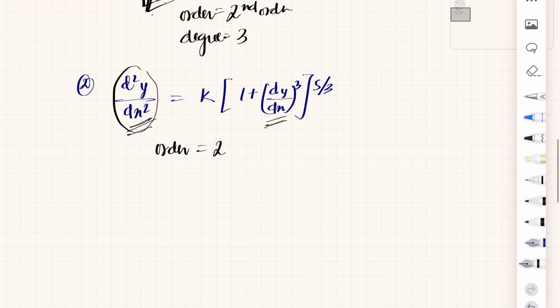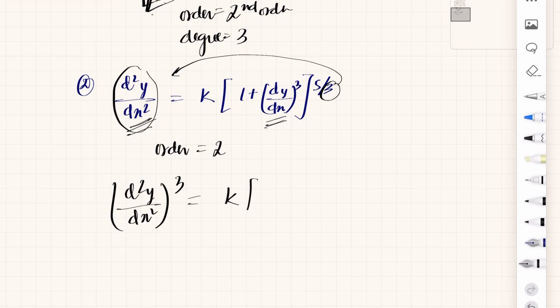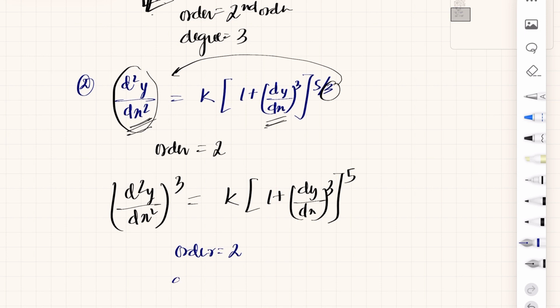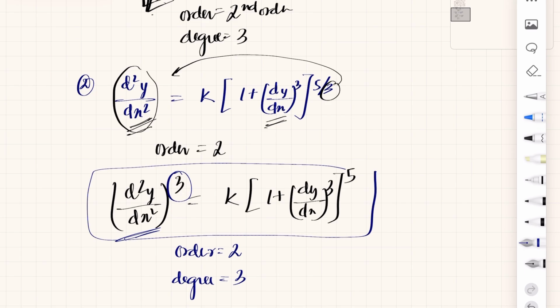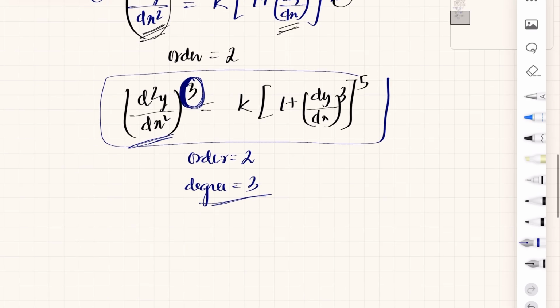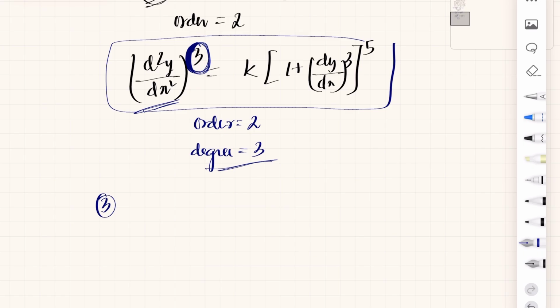So what we can do, I'll bring this to this side. Okay, then what will be the whole cube, k plus dy by dx whole cube equals 5. Now we can find out the order, which is also 2, and the degree is what? 3, because it is the highest order. And is this equation free from radical? Yes or no? Then we find out the highest derivative and the power, the degree, that is 3.